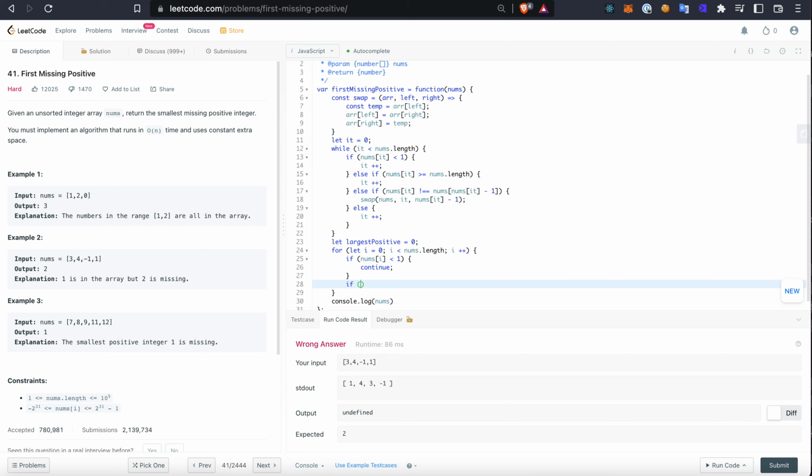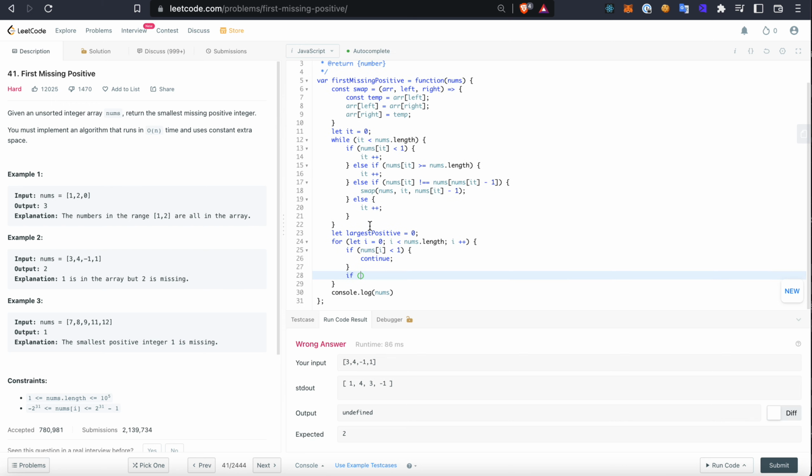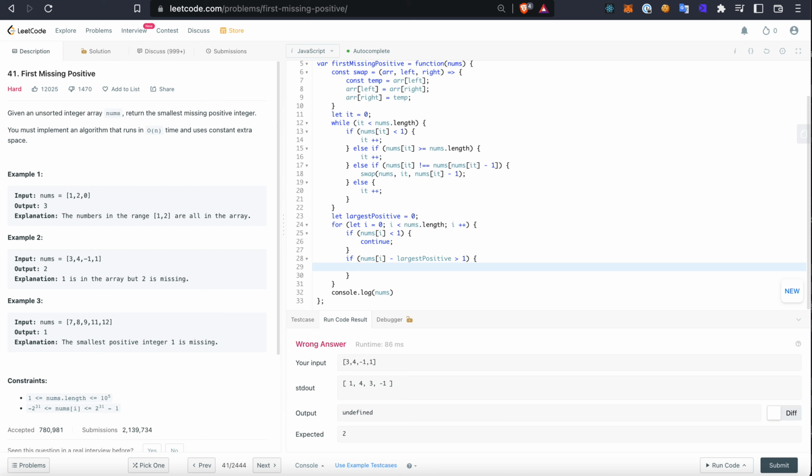And now we can start to compare against our largest number. If nums[i] minus largest positive is greater than 1, so this would be this example, it'll be 4 minus 1, which is 3. Is 3 greater than 1? Then we found our rupture in our contiguous array, and we can return the largest positive number we found plus 1, because that's the next value up.